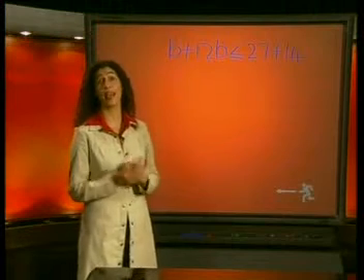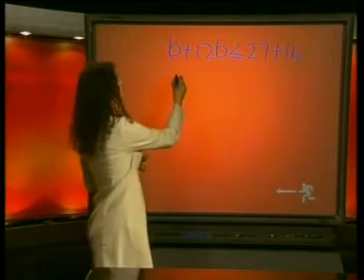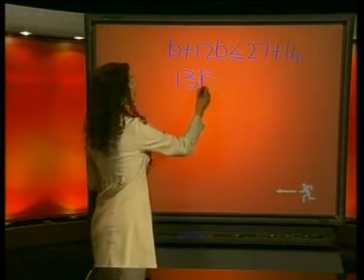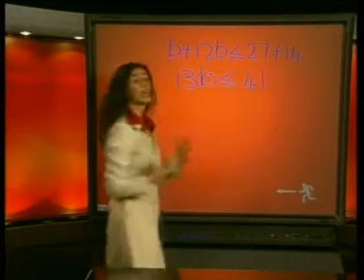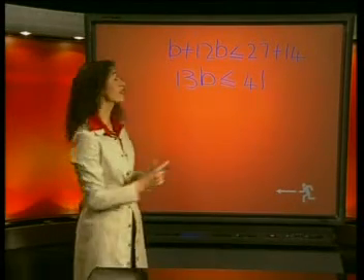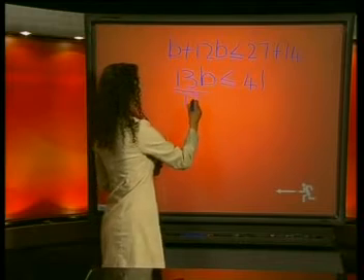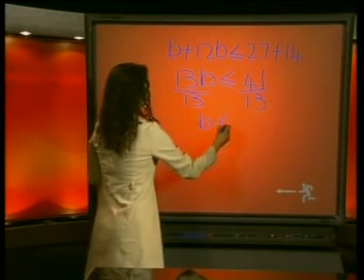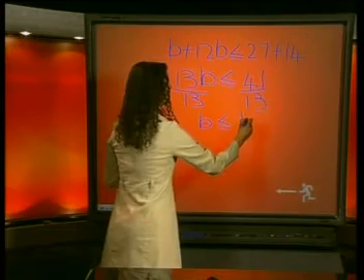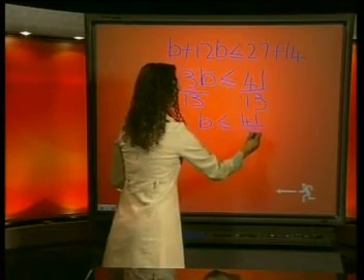So now on a new page, we can add our like terms. So we get 13b is less than or equal to 41. And lastly, we need to divide through by 13 on both sides. And we end up with b is less than or equal to 41 divided by 13.